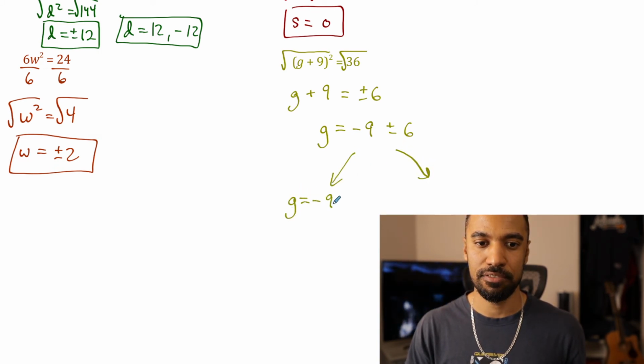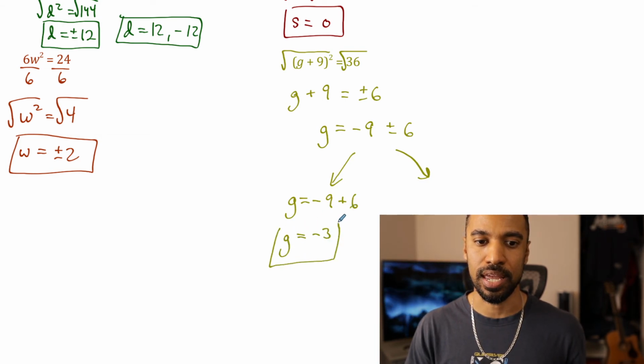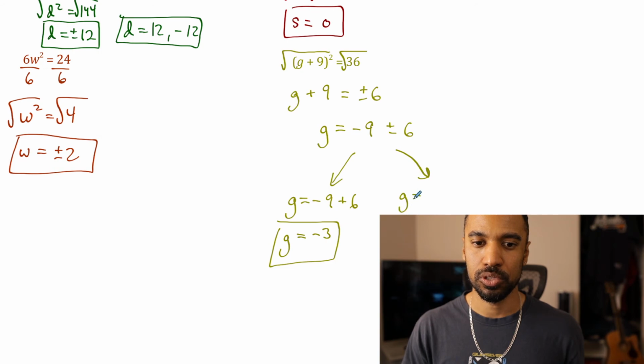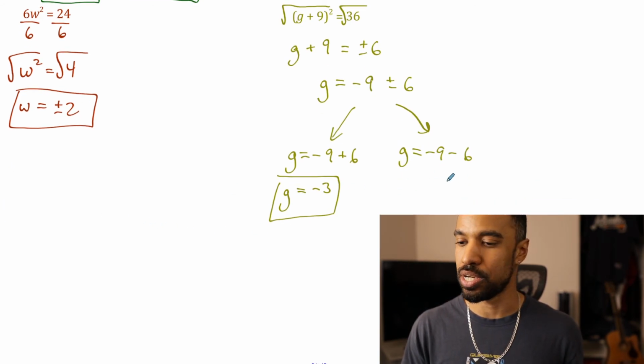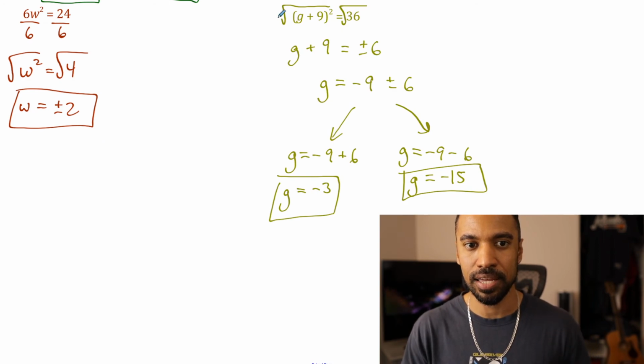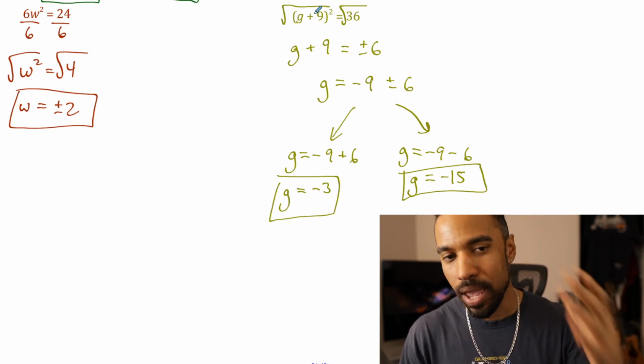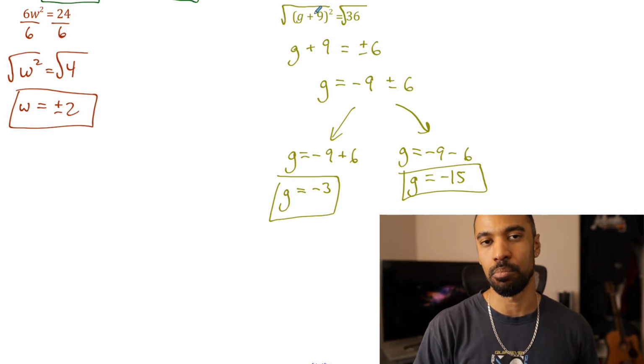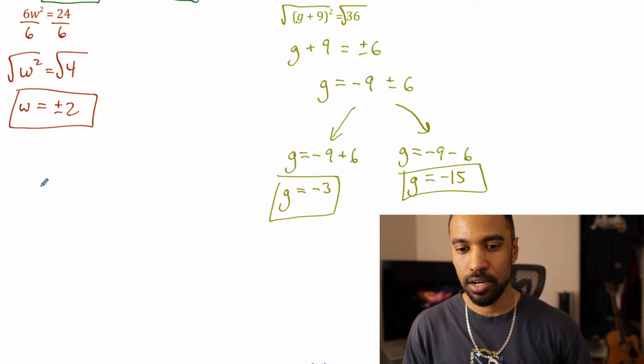So g equals negative 9 plus 6. That's going to be negative 3. And then you have g equals negative 9 minus 6. And we're going to get g equals negative 15. So those are the two answers there. A couple more steps involved because you have the squared quantity with something else inside that you got to then move over. All right, so that ought to do it for this one, though.